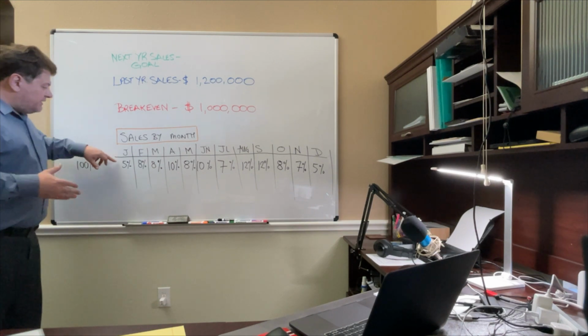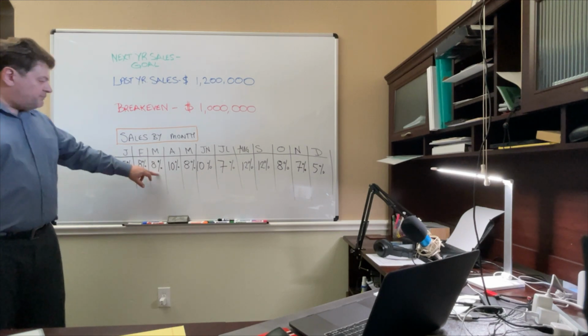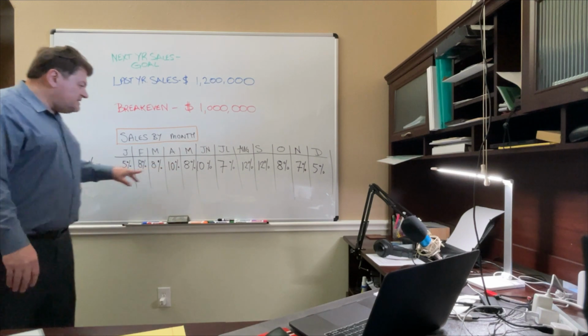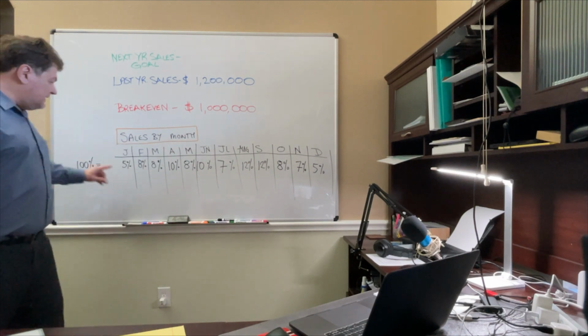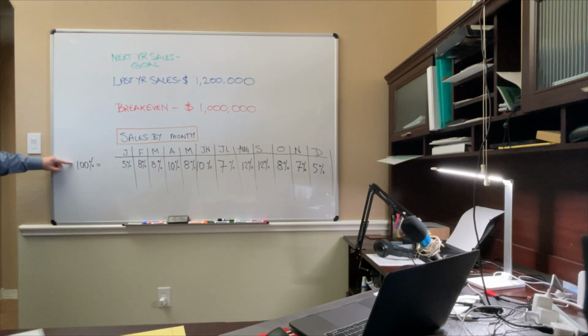Let's say we average it out in our example here. 5% of our sales comes out in January, 8% in February, 8% in March, 10% in April. This business that I'm showing you here has some seasonality, and if I add all those up, I want to make sure that they're 100%.